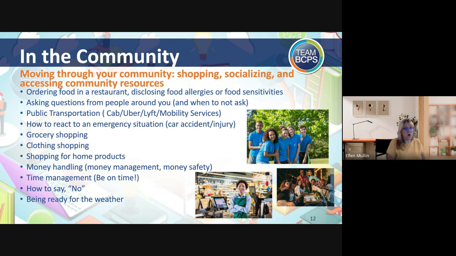We want to know, do you know how to react in the event that an emergency happens? If you are involved in some way, do you know how to call 911? Do you know how to make sure there's some basic first aid going on, like not to move somebody out of a car if they are hurt?